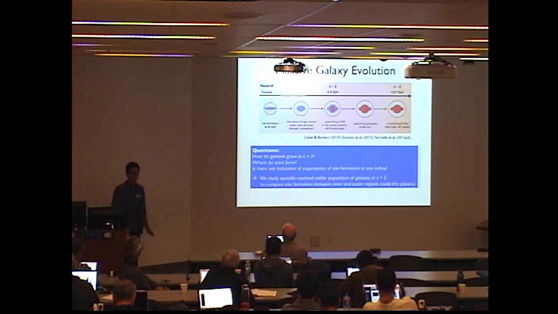In order to do that, we perform a spatially resolved stellar population study for these galaxies above redshift 3 in order to compare star formation activity between galaxy inner regions and outer regions.